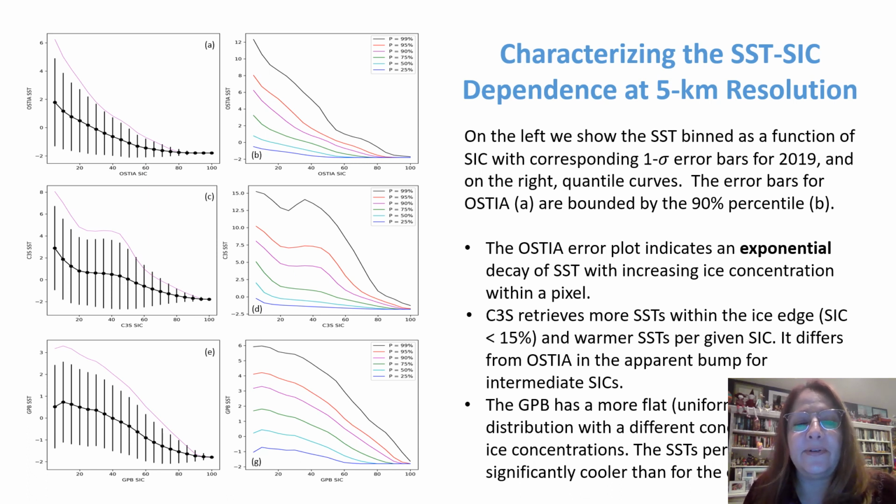In the case of the CCI or the C3S, we see that it starts exponential, just like OSTIA, but there's some bump here in the middle for the intermediate sea ice concentrations. In the case of the GHRSST blended, the retrieved temperatures are substantially lower than in the other two products, and we can also see that the dependence has the opposite concavity.